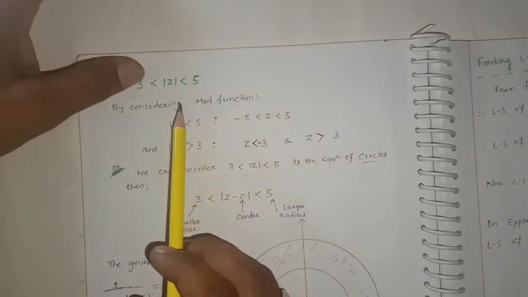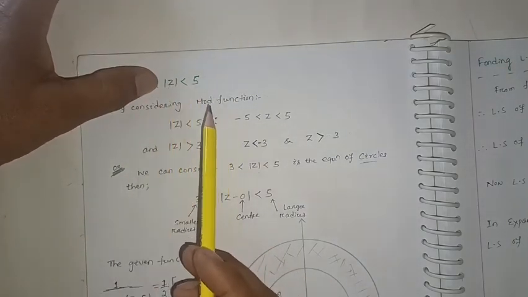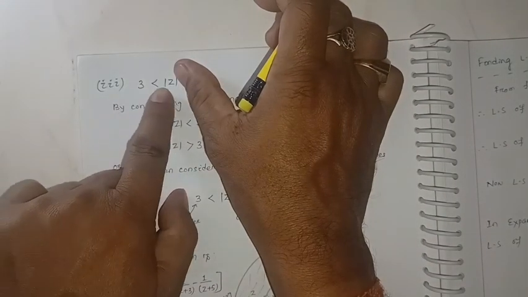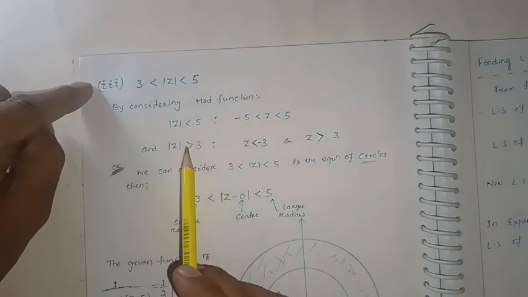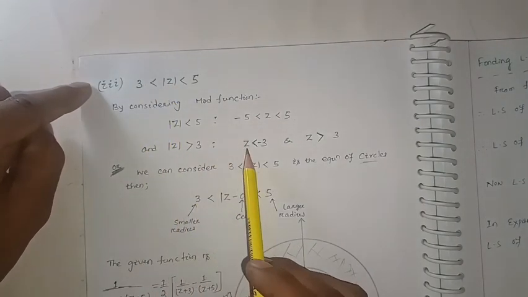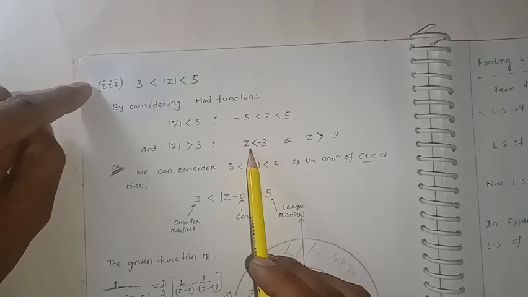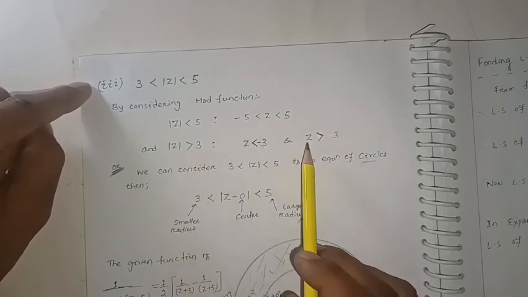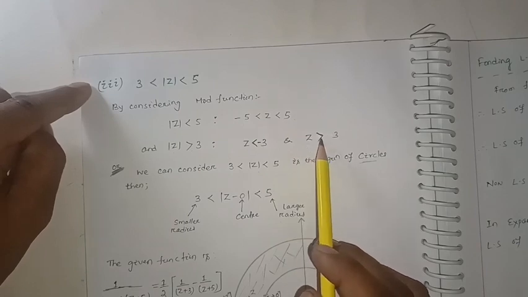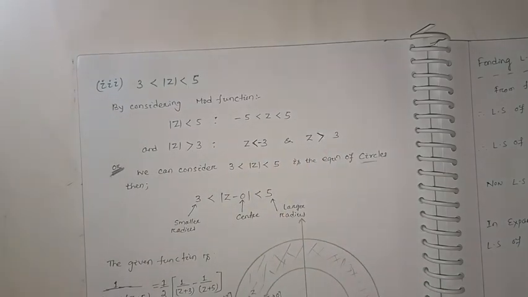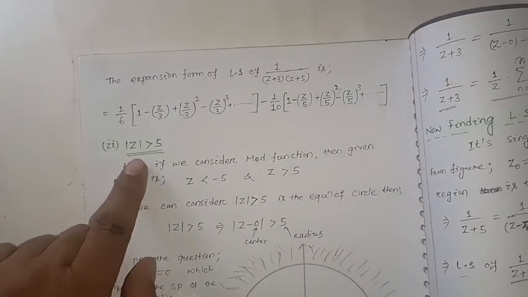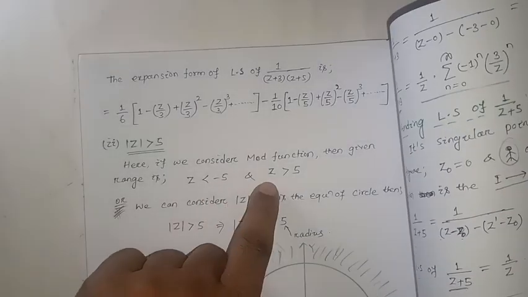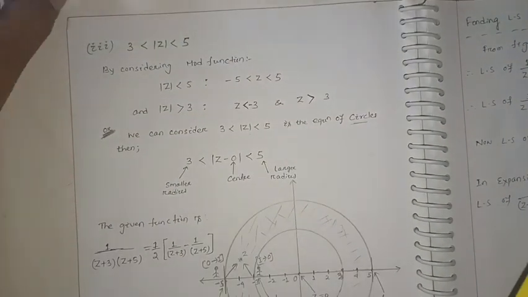Here you can see, if I consider |z| less than 5, what is the range? The range is -5 to 5. Then I am going to consider |z| greater than 3. |z| greater than 3 means z is less than -3 and z is greater than 3. We already discussed this case: |z| greater than 5 means z is less than -5 and z is greater than 5. Same thing I have written here.